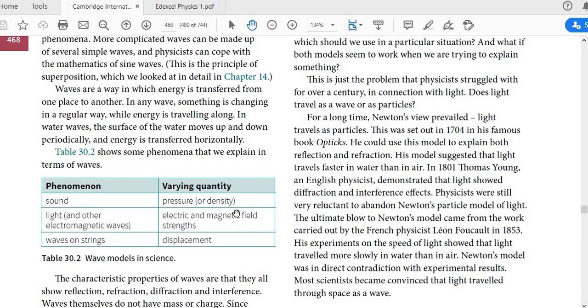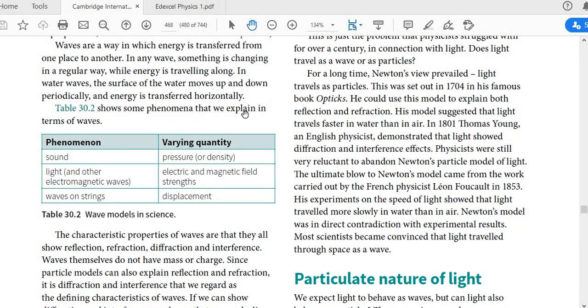Here is another table. Table 30.2 shows some phenomena that we explained in terms of waves. A sound wave, varying quantity: pressure or density. The particles become closer together and move away from each other. So that is where we have compressions and rarefactions.